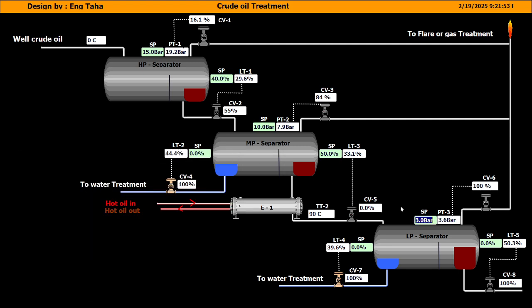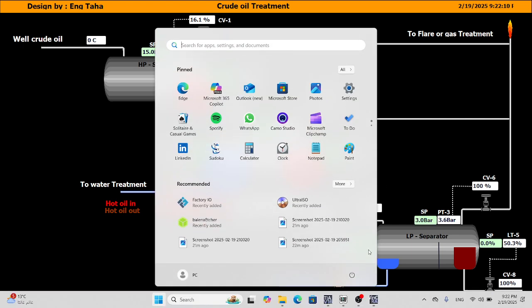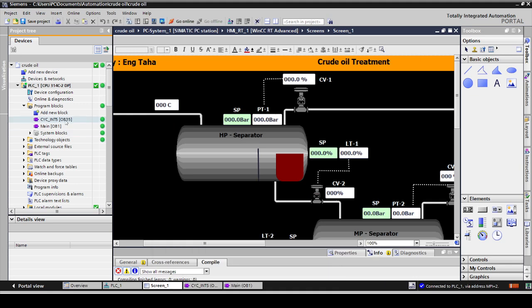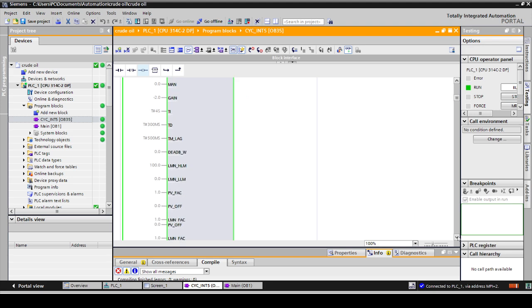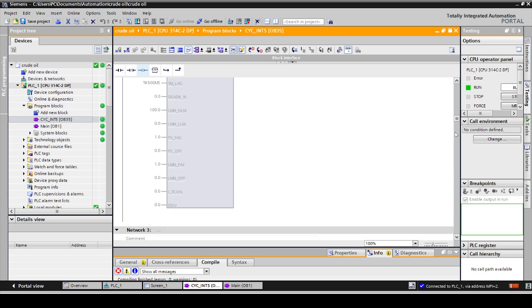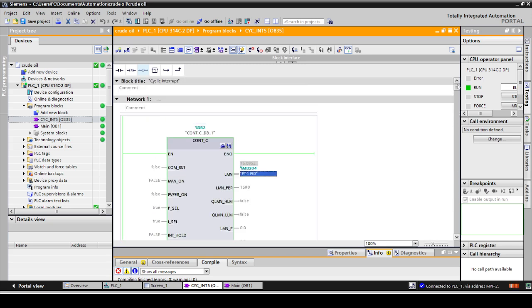So this is the PID controller for these transmitters, and this is the controller to control the opening of the control valve in this process. I built this system in TIA Portal. This is TIA Portal, and this is the PID controller function. I built it with the PID continuous function.